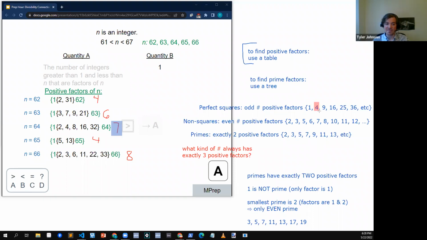I'll give you a hint, 4 is one of them. It has exactly 3: 1, 2, and 4. 9 is another: 1, 3, and 9. 25 is another: 1, 5, and 25. 49 is another: 1, 7, 49. To have exactly 3 positive factors, that number must be a square of a prime. Rarely, I've seen that fact come up on the GRE, a few questions like that, but an interesting number property.